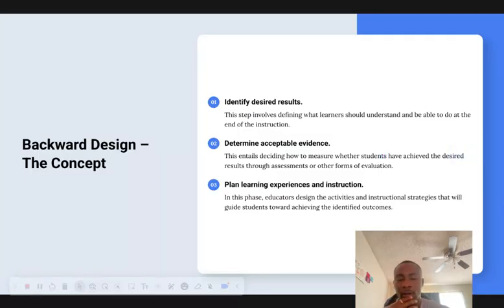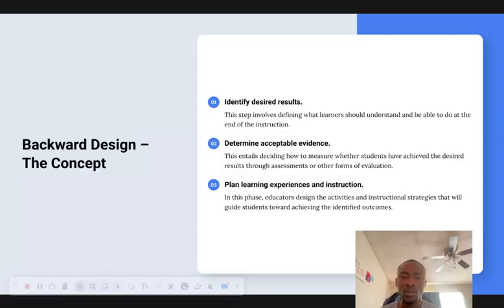The next is to look at our backward design concept. Like I said in the previous slide, as a backward design strategy, we first identify the desired results, that is, the steps involved in defining what learners should understand and be able to do at the end of the instruction. Secondly, we determine the acceptable evidence, which entails deciding how to measure whether students have achieved the desired results through assessment or other forms of evaluation.